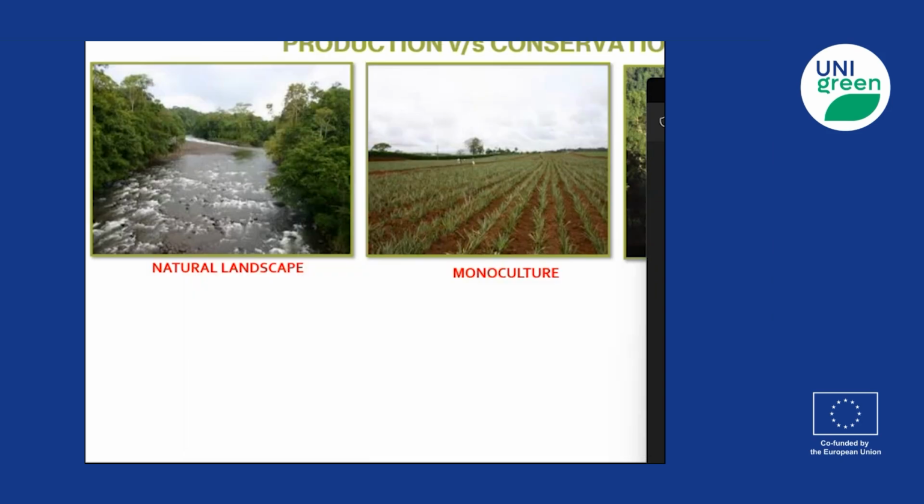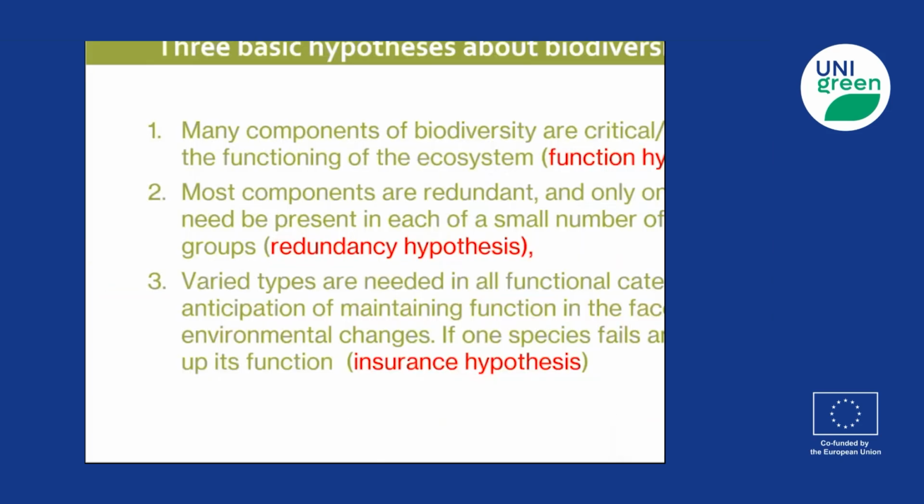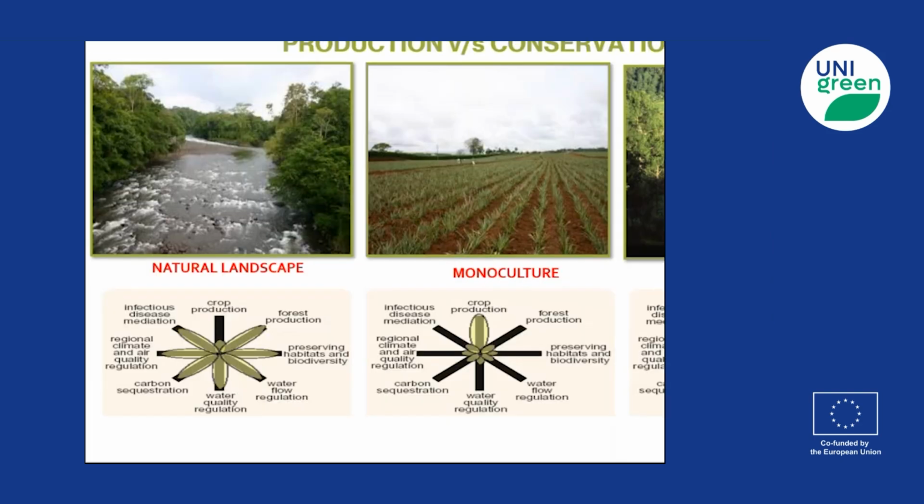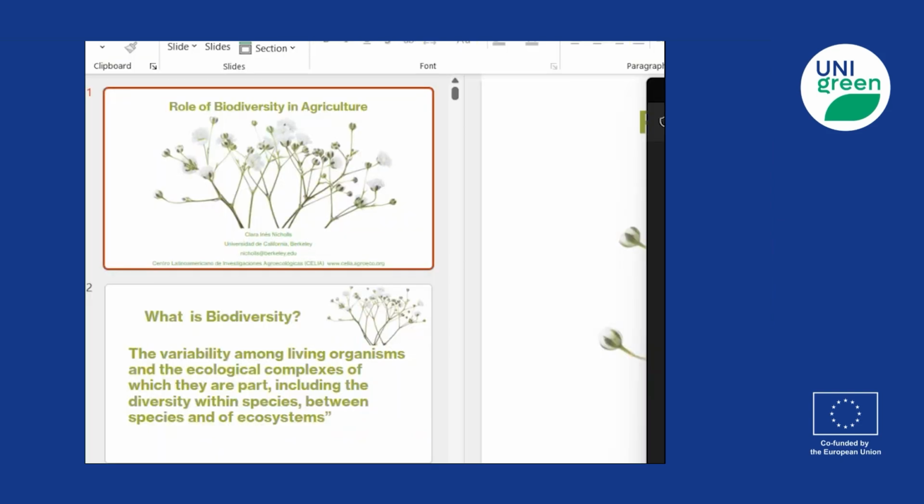Here is the difference between a natural, diversified landscape where we produce certain crops, and monoculture agriculture. Here you can see the difference. In the monoculture, we probably have high productivity, but a huge environmental cost.